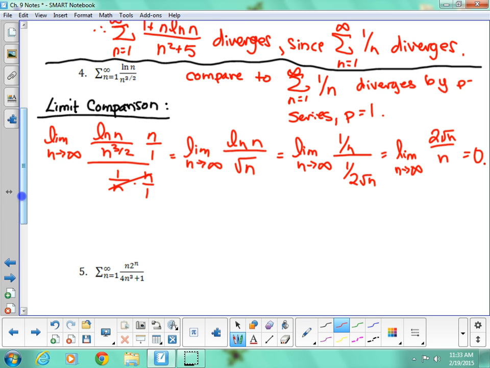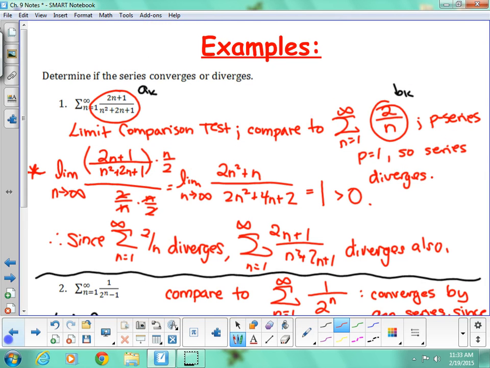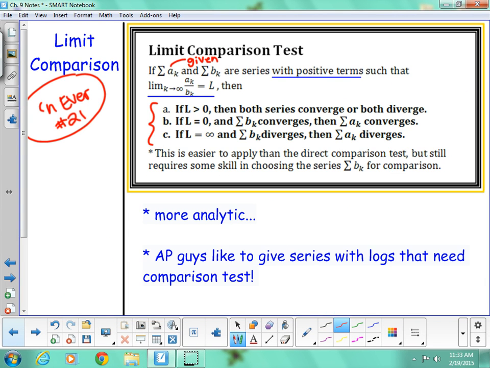Wait, how do I remember that? Is there a way to remember 0 converging, infinity diverging? Can we memorize this? Doesn't that kind of make sense? If it's infinity, then if one diverges, the other diverges. Infinity, one converges, I don't know. 0, one diverges, I don't know. But if one converges, converges. Anyway, just things to be memorizing.